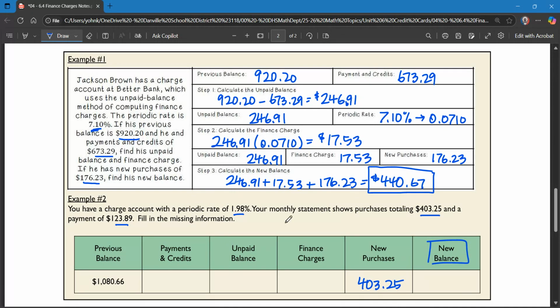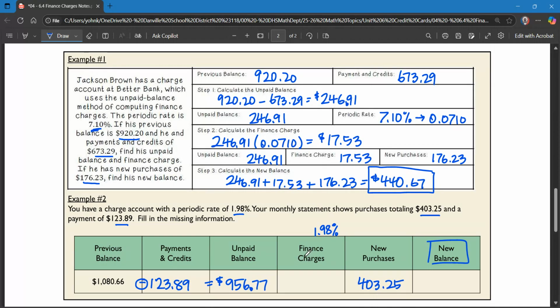Let's see, the 1.98% is going to go with your finance charge, so I'm just going to put it up here to remind myself where it goes. And then I had a payment of $123.89. Remember that payments and credits get subtracted. So I'm going to subtract the $1,080.66 minus $123.89. That's going to give me an unpaid balance of $956.77.